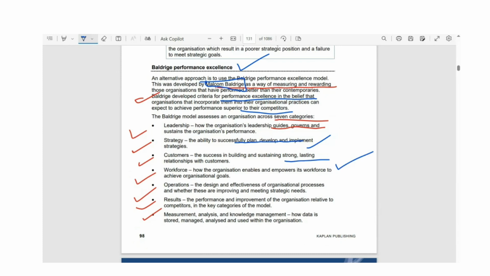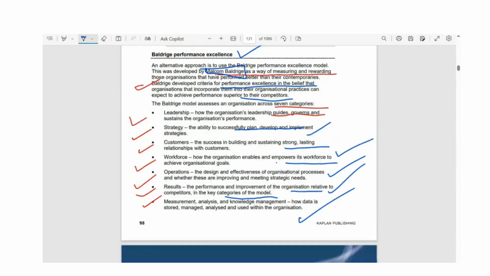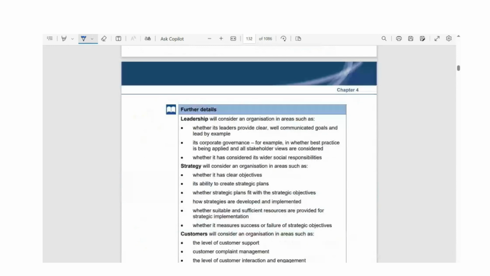Workforce: the organization enables and empowers its workforce to achieve organizational goals. Operations: how efficient and effective their operations are, and whether organizational processes are going well and improving to meet strategic needs. Results, the main thing: the output of the company, performance improvement relative to competitors. Measurement, analysis and knowledge management: how data is stored, managed, analyzed, and used within the organization.